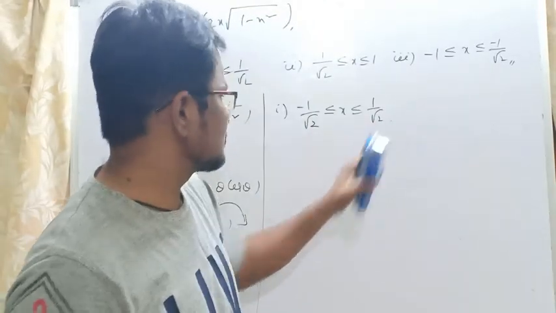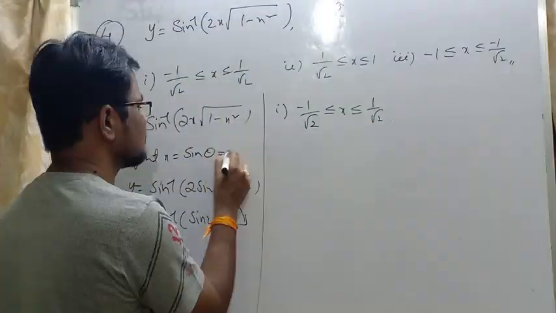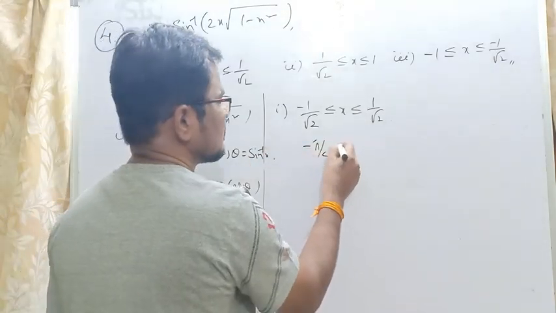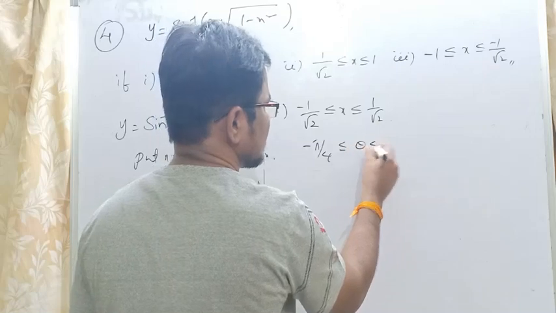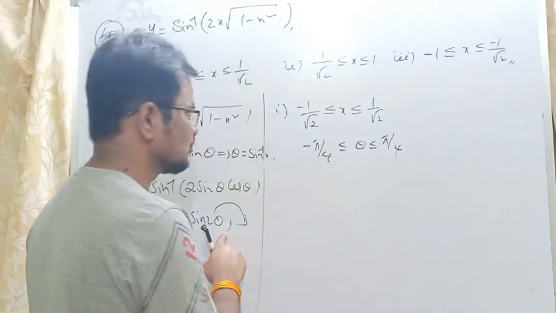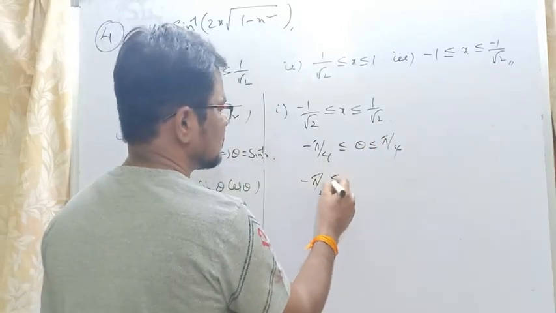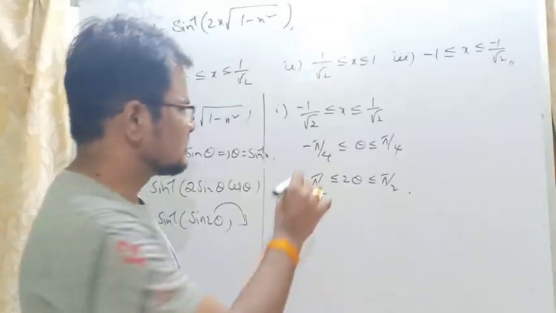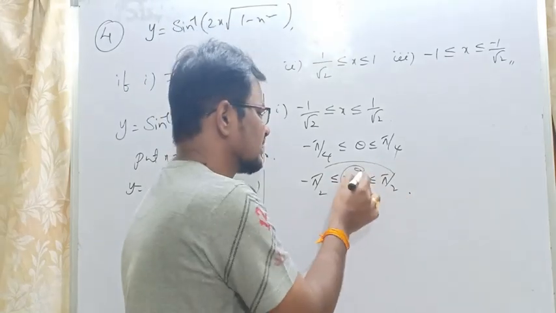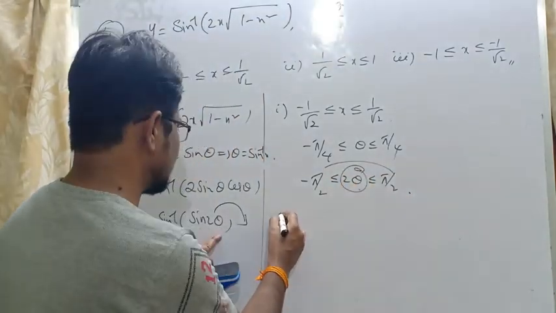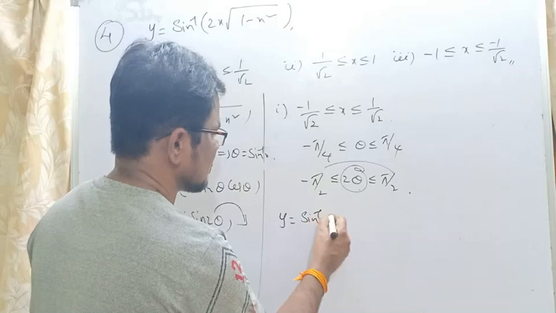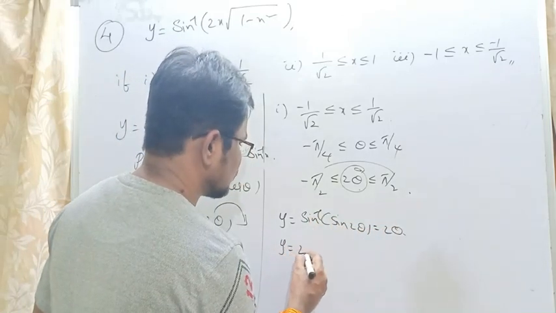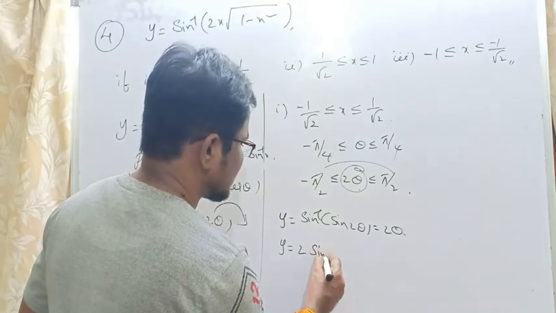Now apply sine inverse on both the sides. Here x equal to sine theta means theta equal to sine inverse x, so minus pi by 4 less than or equal to theta less than or equal to pi by 4. Here 2 theta is there, minus pi by 2 less than or equal to 2 theta less than or equal to pi by 2, right? Now this is the range of sine inverse x, so that's why you can consider this as an angle. If you replace this one, same thing, you will get sine inverse of sine 2 theta equal to 2 theta, so y equal to 2 theta, which is 2 sine inverse x.